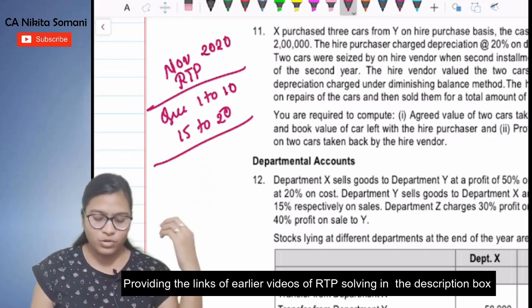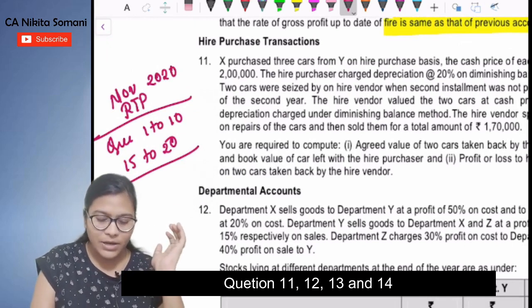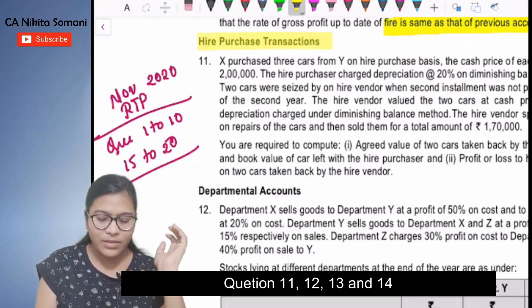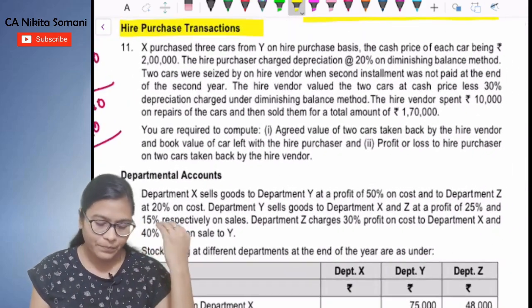So today I am going to solve questions 11, 12, 13 and 14. Let's begin with question number 11, that is hire purchase transactions. I am reading the question.